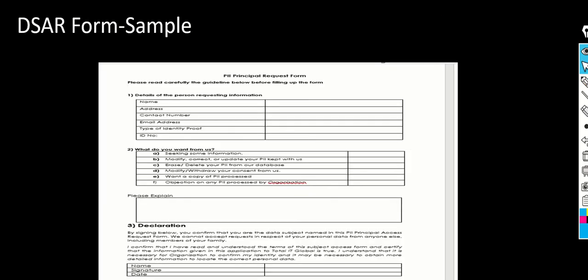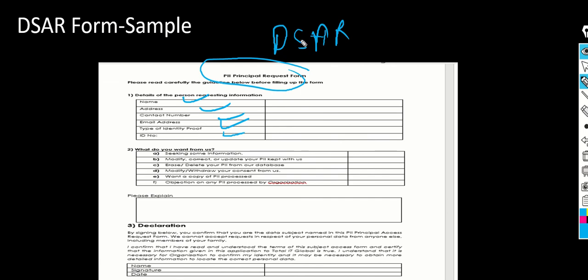Now, the next thing is related to the form and template. What form can we use? This is the sample form that I tried to attach here. In this sample form, this form is called the PII principal request form, or you can also write DSAR form. This is the DSAR form. In the DSR form, you will request certain information related to name, address, contact number, email ID, and some identity proof to validate the request.